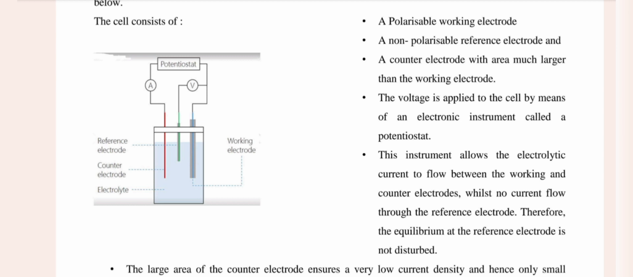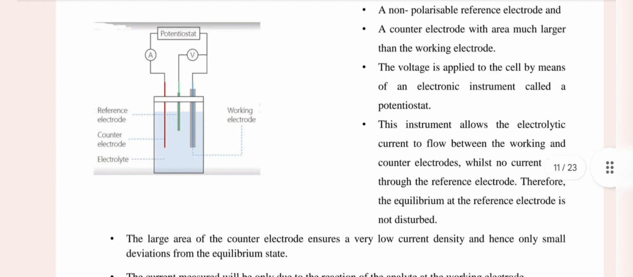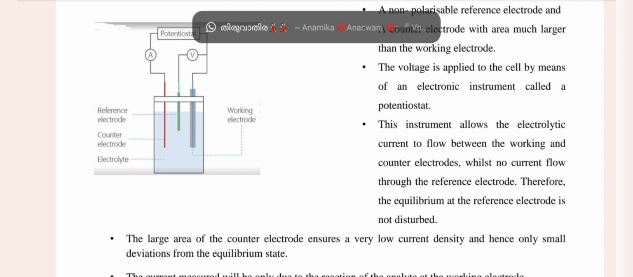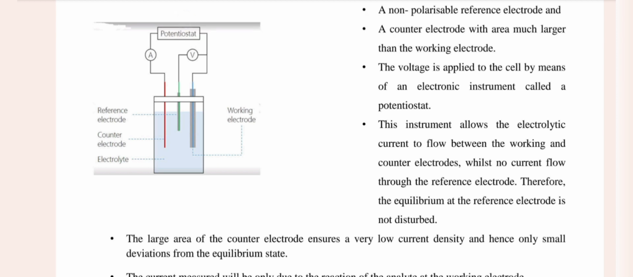Then a constant potential is applied using an instrument called a potentiostat. This instrument allows the electrolytic current produced during the electrolytic reaction to flow between the working and the counter electrodes, and there is no current flow through the reference electrode. So current flows only through the working and the counter electrode. Therefore, the equilibrium at the reference electrode is not disturbed.